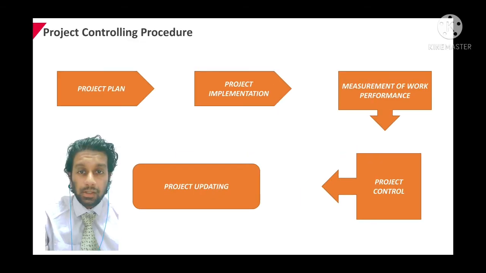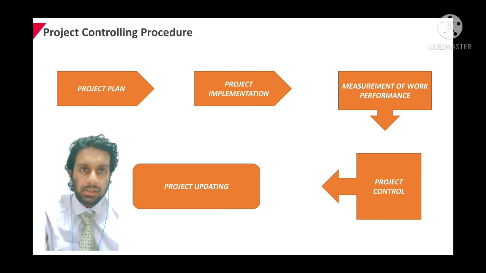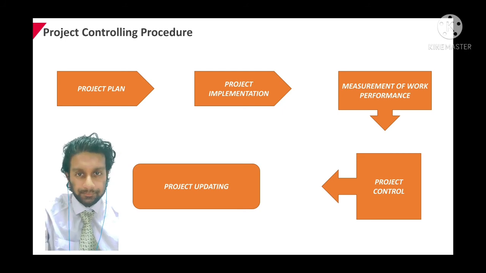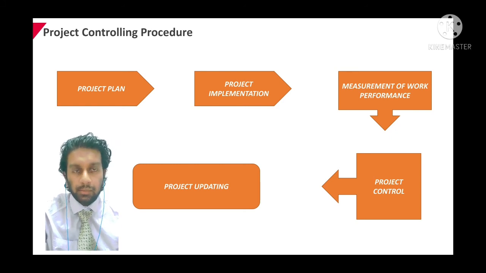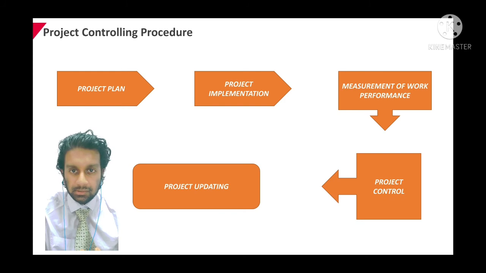Now in this project control, there are certain procedures. Now the first procedure is called project plan. This is where all the plan will be happening. Then we have project implementation, where all the plans on paper will be brought into action. And then we have measurement of work performances. This is where they will check all the individual tasks or group tasks, and they will measure the performances in the task.